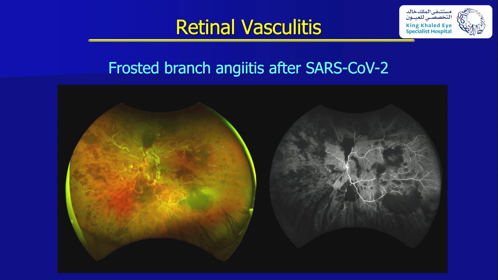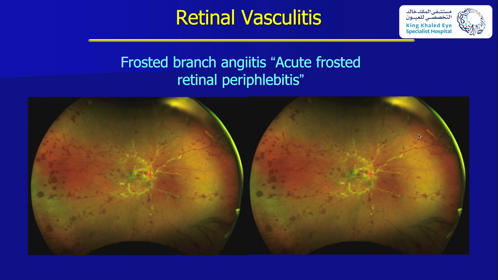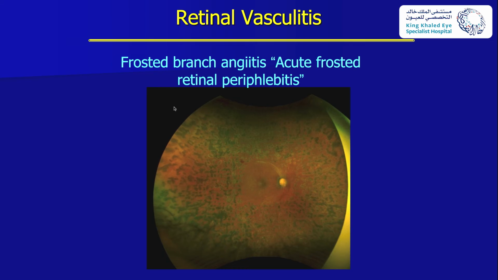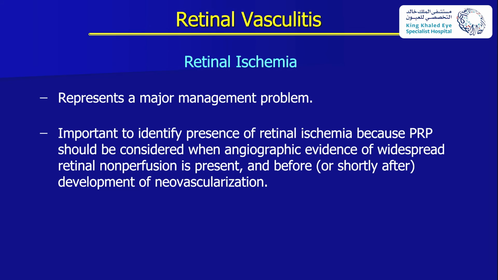Then we also reported that some of these patients have severe retinal ischemia, as you can see here in this patient. And this is another patient with frosted branch angiitis, ischemia of the retina, and after laser photocoagulation. So retinal ischemia is a major problem in patients with retinal vasculitis. So retinal vasculitis can be ischemic or occlusive vasculitis.